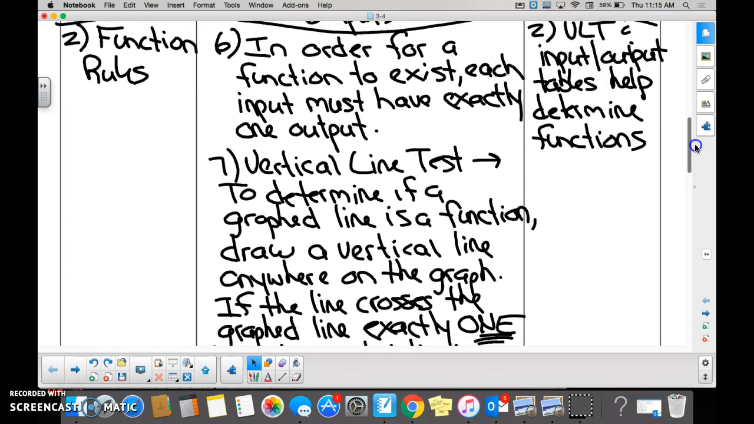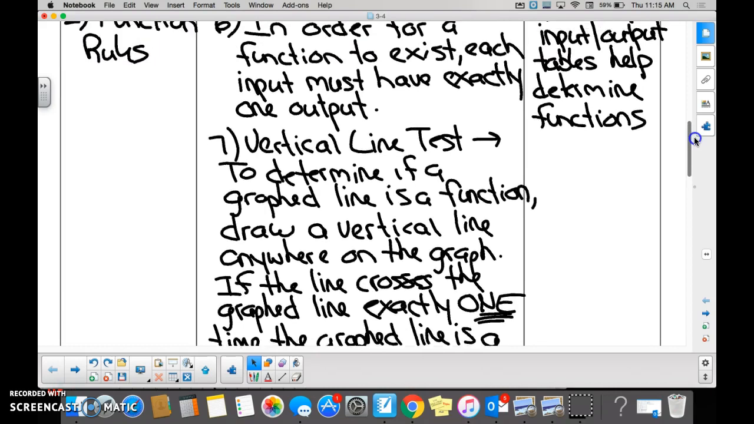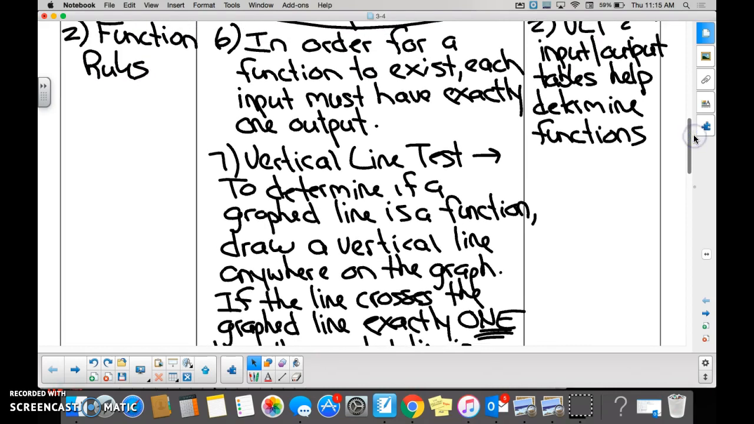There are two ways to determine a function, at least in our world. We just talked about this at the beginning of the video. One would be to create an input-output table. And a function exists if every input has how many outputs? One. What if an input has more than one output? It's not a function. Okay, and that's what this says right here.